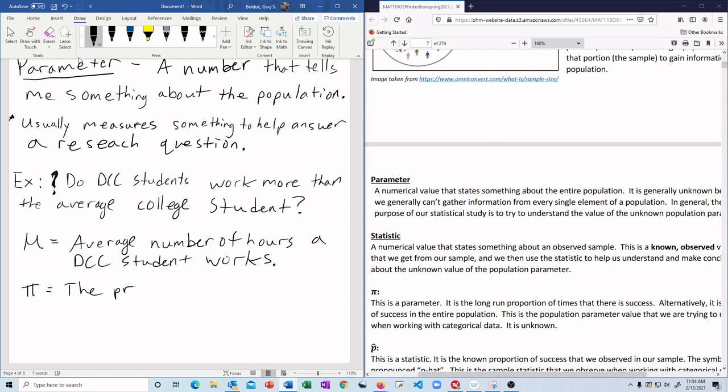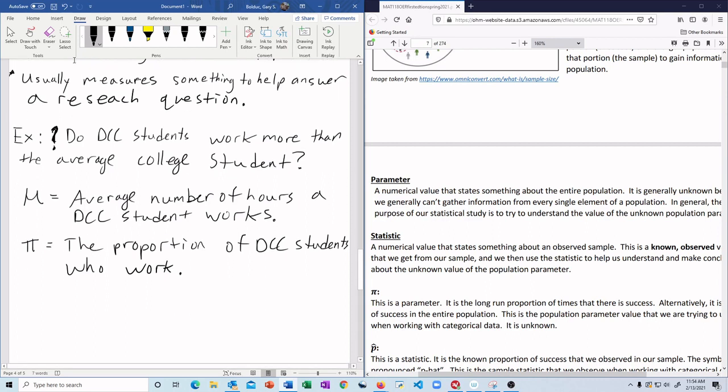The proportion of DCC students who work. That's another parameter. It's a proportion, so I wrote pi. It's about DCC students. It's a number about them, right? So parameter. And that would help me answer this question. So sometimes you're going to have a couple different ways you could do parameters that help you learn about your question. That's okay. Totally fine. So we got parameter.